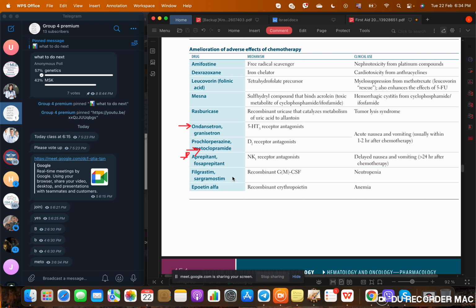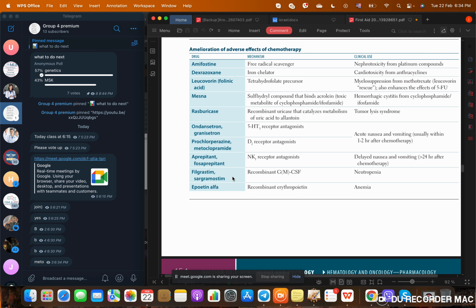If you choose metoclopramide, you will be wrong. If you choose aprepitant, you will be wrong. The correct answer is that if the patient is acutely getting the chemotherapy, you must give the ondansetron. Let me explain why actually, because if you understand why, it becomes easier to memorize.